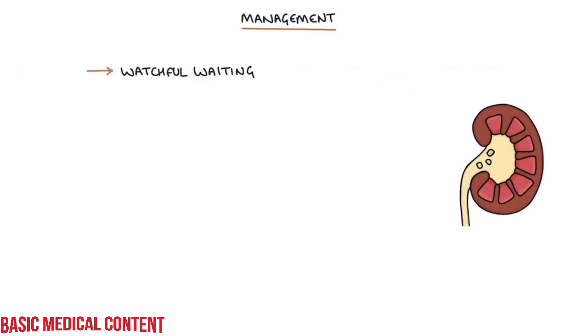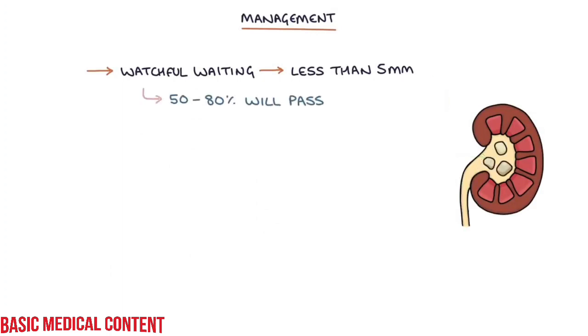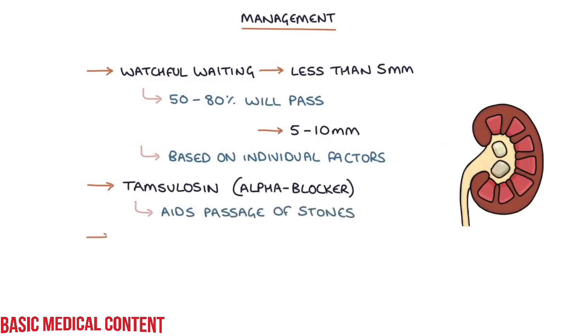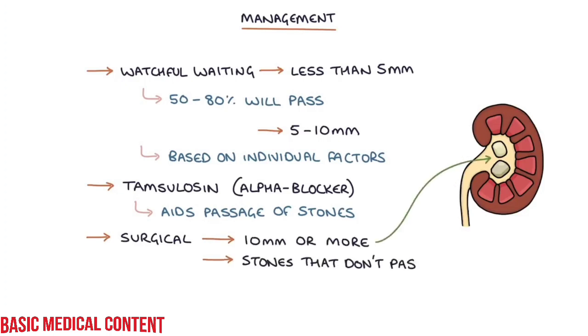Watchful waiting is usually used in stones that are less than 5 mm in size, as there's a 50 to 80% chance that these will pass without any interventions. Watchful waiting may also be suitable for patients with stones that are 5 to 10 mm depending on individual factors. It can take several weeks for the stones to pass. Tamsulosin, which is an alpha blocker, can be used to help aid the passage of stones. Surgical interventions are required for large stones, for example 10 mm or more, and also for stones that don't pass spontaneously or where there's complete obstruction or infection.